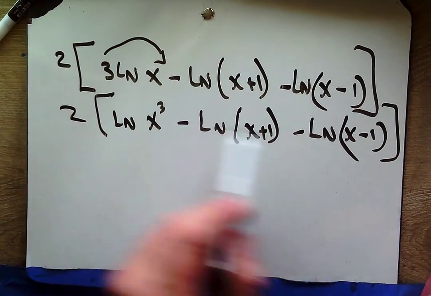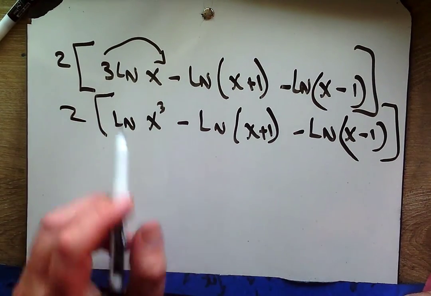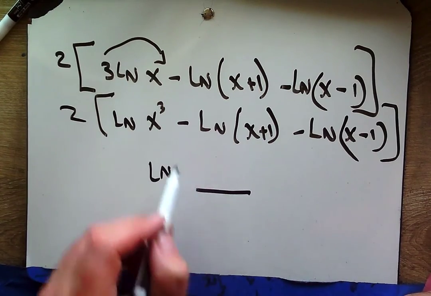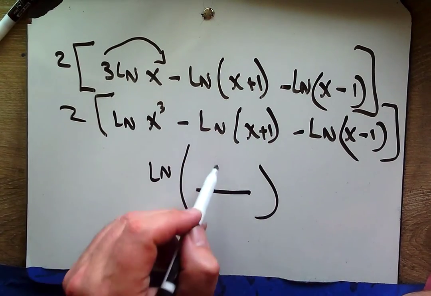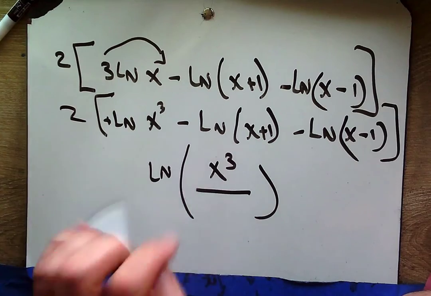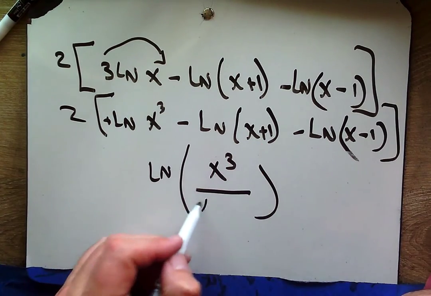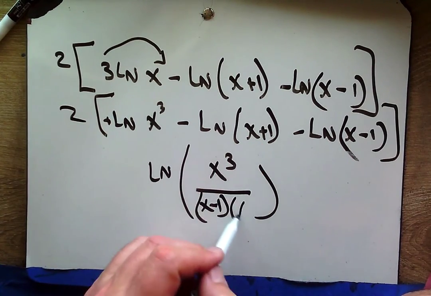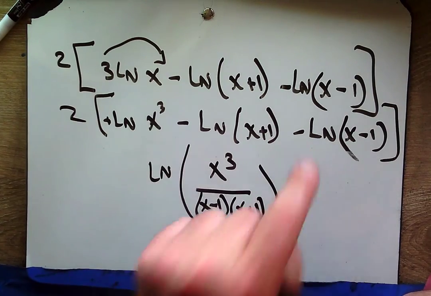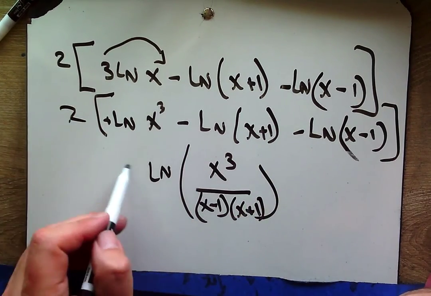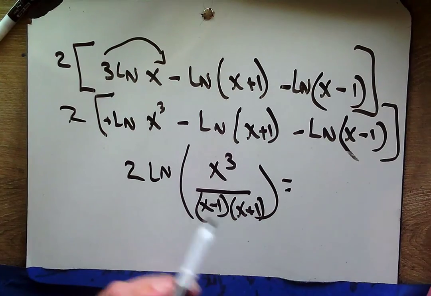And the reason is because now I can take all of these and condense to one log. This is on top because it's a positive. These are on the bottom because of these negatives. Don't forget there's still a 2 out in front.